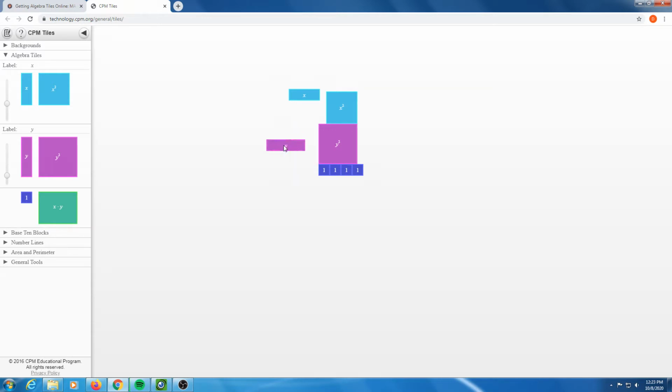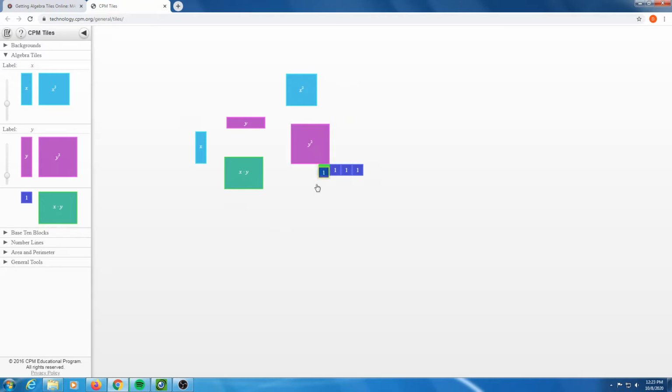Same width, and if you double click it, it'll rotate. You can see it's the same length. Okay. So this is the Y tile. This is the Y squared tile. And then this is an XY tile. It's an XY tile because its width is X and its length is Y. So the area of the tile is X times Y, or in other words, XY. So the whole point is the area of each of these tiles is the value of the tile itself. So that's how you deal with that.